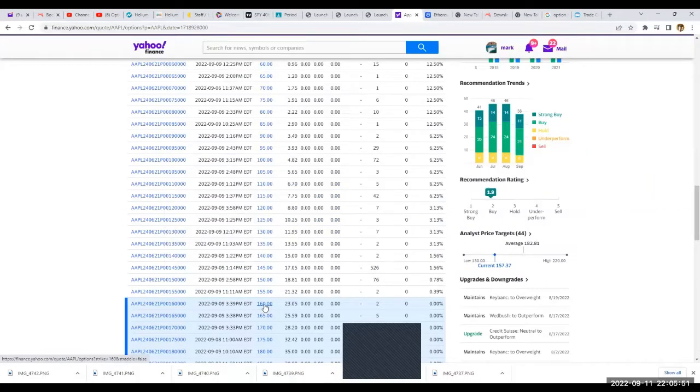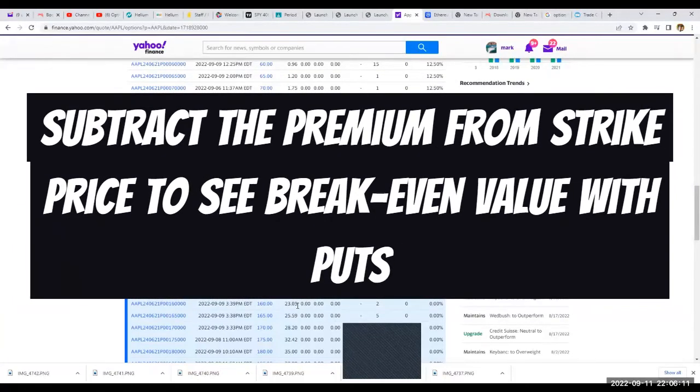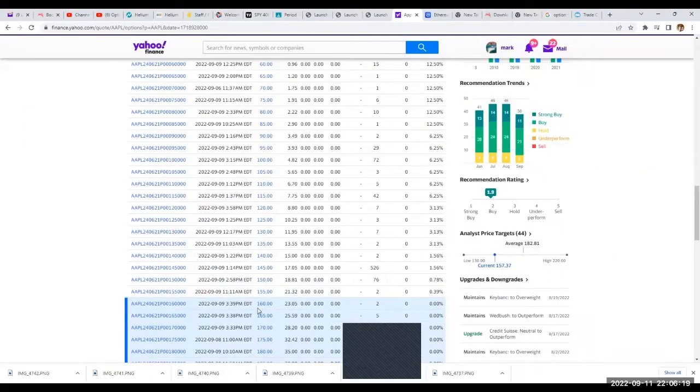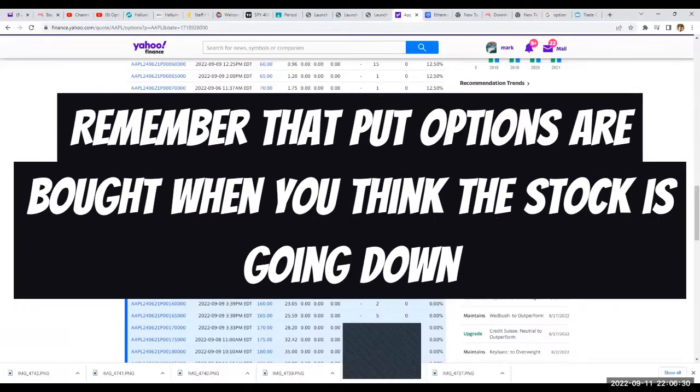So let's just take this one, for example. This is 160 strike price. That means you would have the right to sell the shares at $160. Okay. So that's going to cost me $2,305, moving the decimal over twice. I take this, and it has to, and I'm going to subtract it this time. So that's going to give me what, 137.95. So if it goes to 137 in this range, okay, I'm already starting to make money.